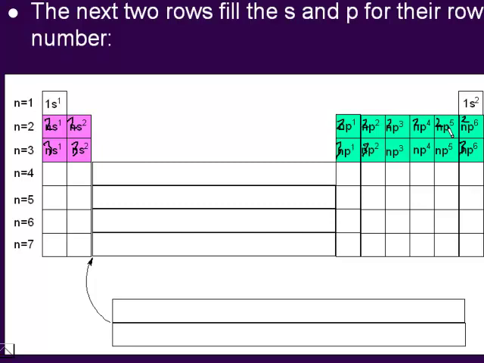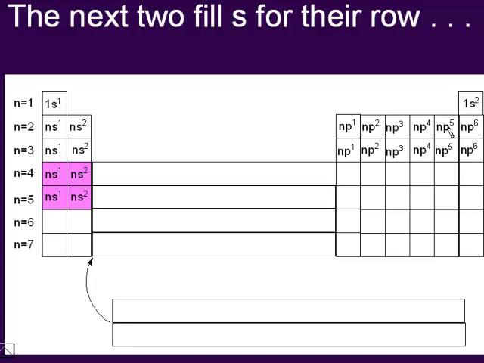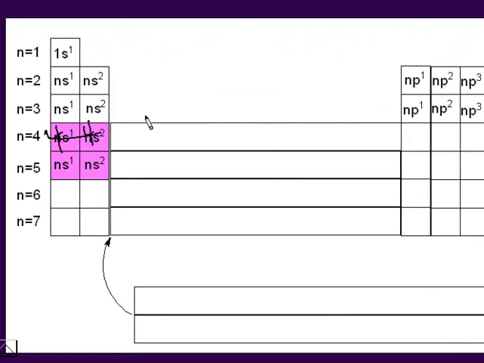Things get a little more complicated in the next two rows, but it's still a pretty easy pattern. The next two fill s for their row, and as you're going across the row here, it's 4s1, 4s2, but then when we get to this next section, we notice that instead of 2, like there are 2 electrons in an s subshell, we have a group of 10 columns. Well, what has 10 electrons in it? A d subshell. So we're filling d subshells as we go across that middle part where the transition elements are. However, they're not d's for the row number, they're d's for the previous row number. So if we're in row number 4, it's going to be 4s1, 4s2, but it's going to be 3d 1, 2, 3, 4, 5, 6, 7, 8, 9, and 10.